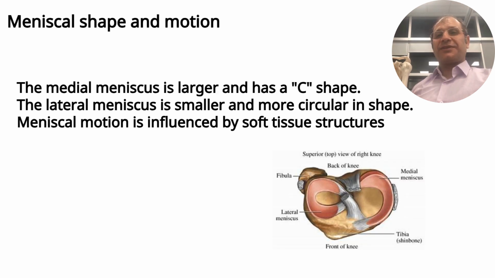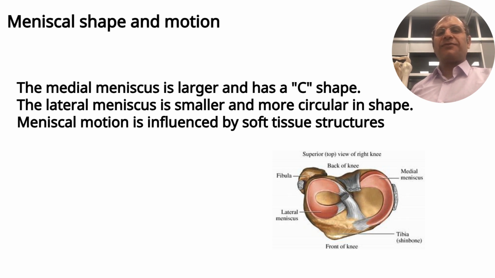The medial meniscus is larger and has a C shape. It is firmly attached laterally to the medial collateral ligament and the fibrous capsule, the semimembranosus muscle, and the medial meniscopatellar ligament. The lateral meniscus is smaller and more circular in shape. It is attached to the popliteus muscle, the lateral meniscopatellar ligament, and the meniscofemoral ligament.